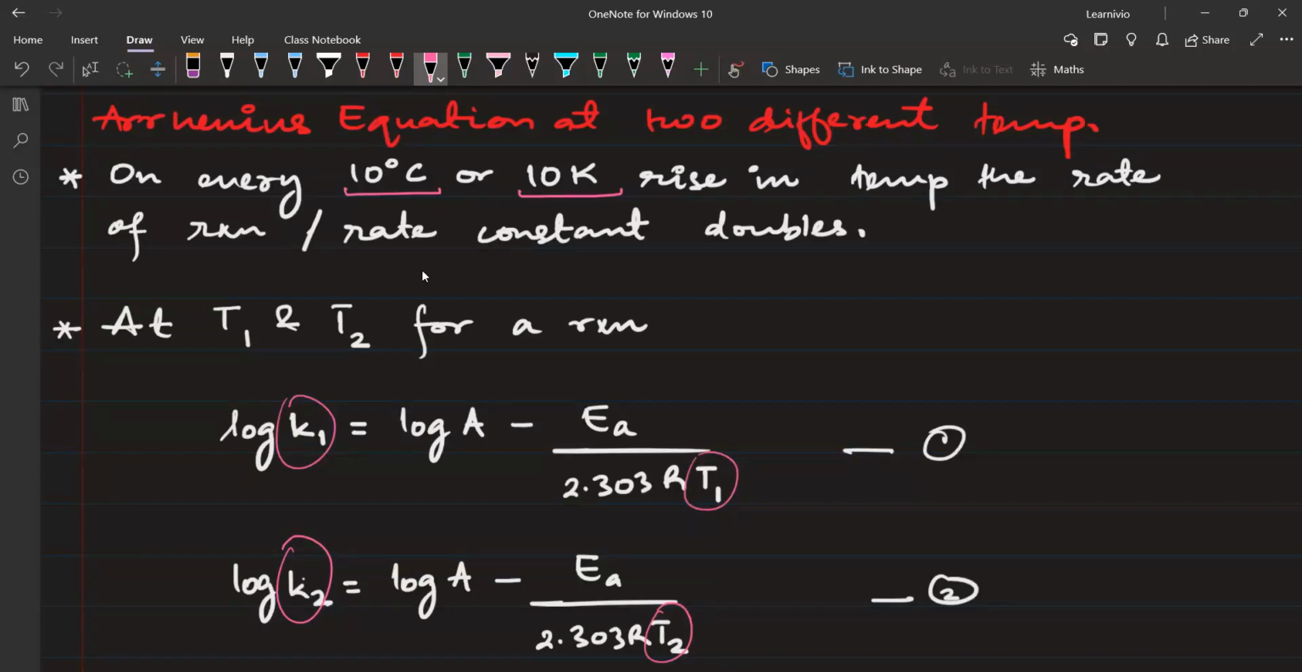When the reaction is same, the pre-exponential factor will be A, दोनों ही cases में only temperature is increasing, and the activation energy will also be constant, because both of these things, pre-exponential factor and the activation energy, they don't change with temperature. They are independent of temperature. That is why they will not change. What will change? At T1 temperature, the rate constant is K1. At T2 temperature, the rate constant is K2.